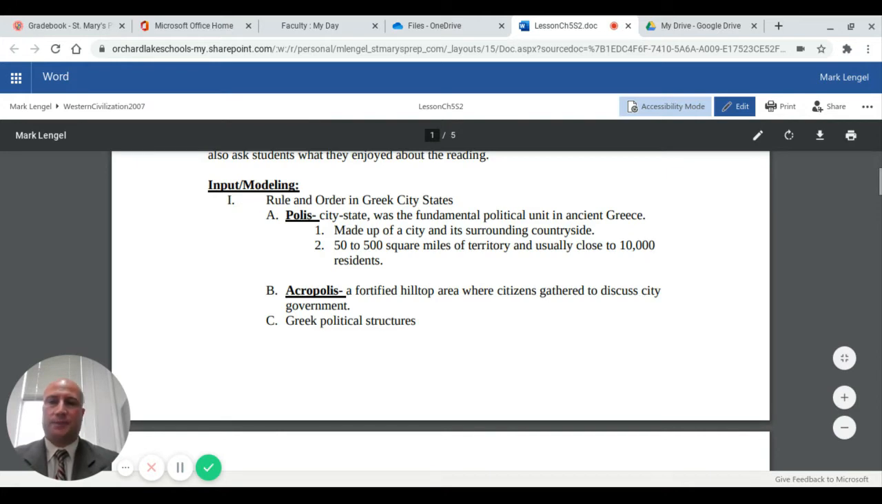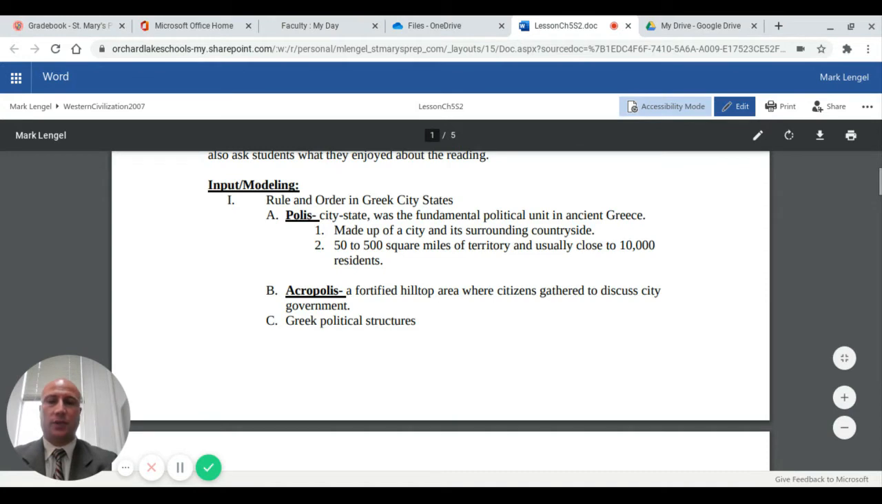Basically, when you think of a polis, you're thinking about a city and its surrounding countryside. Generally, you had 50 to 500 square miles of territory covered by a city-state, and usually in Greece, close to about 10,000 residents. The Acropolis was a major part of almost every Greek city-state. It was a fortified hilltop area where citizens would meet and gather to discuss city government.